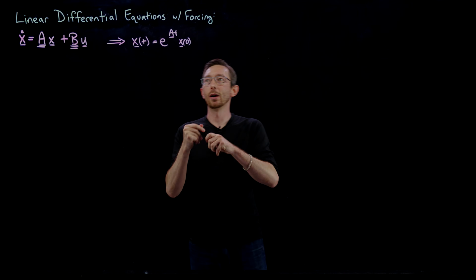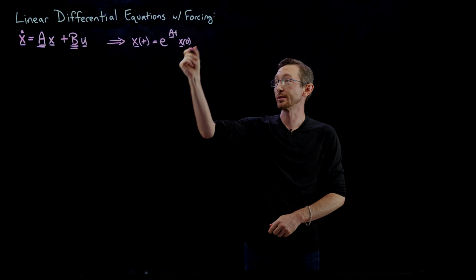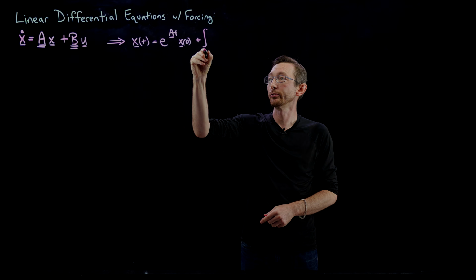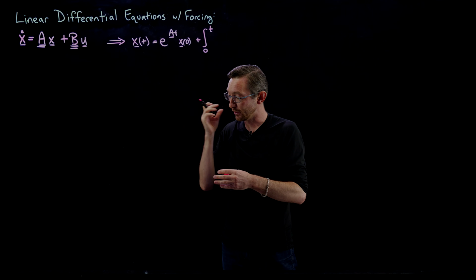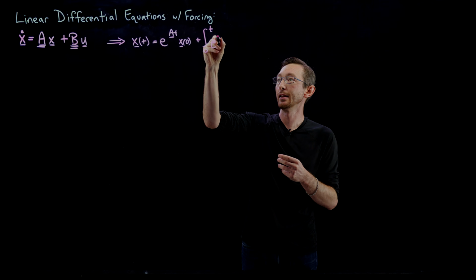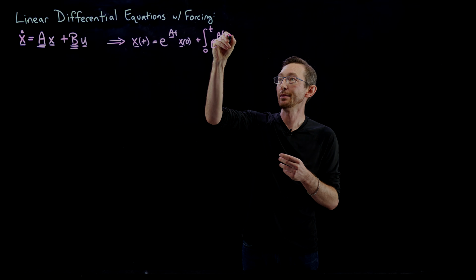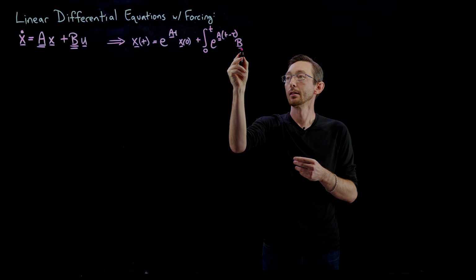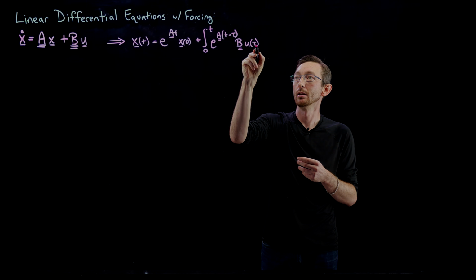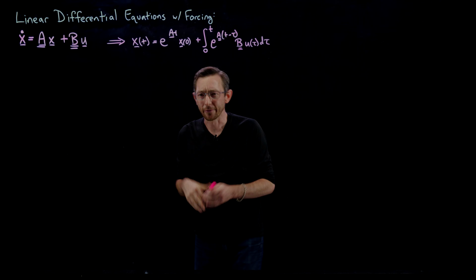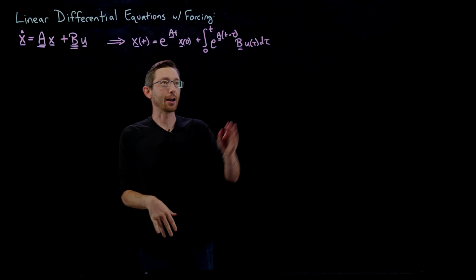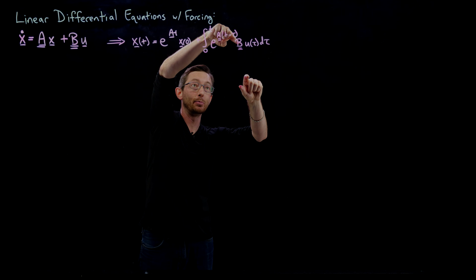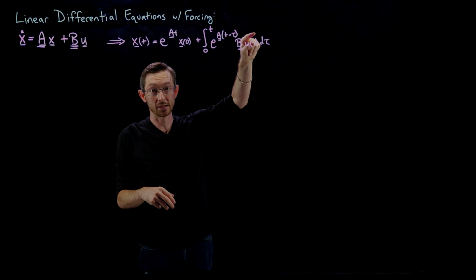I'll give away the answer: we're still going to have this initial condition response, but then we're also going to have a term because of this control input, which is going to be an integral from 0 to t of e to the A times (t minus some dummy variable tau), times my control matrix B, times u of tau, d tau. For those of you comfortable with calculus, you'll recognize that this is a convolution integral of this e to the A(t minus tau) B kernel convolved with my forcing u of tau.